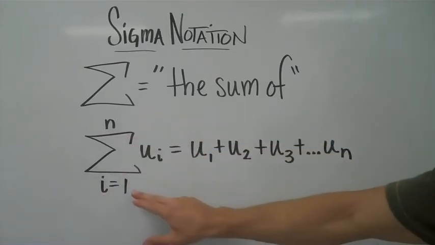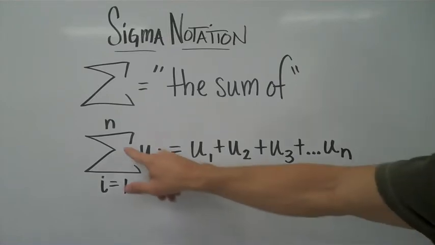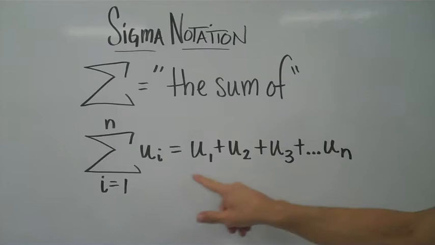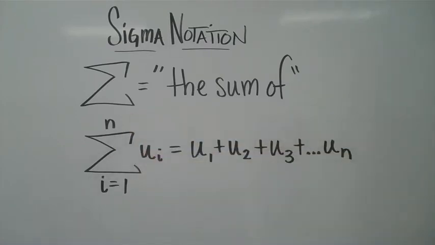that simply means we're going to plug in 1, and then add, and then plug in 2, and then the sigma says add, plus plug in 3, and add, all the way till we get n. If we said n is 5, then we go u1 plus u2 plus u3 plus u4 plus u5. If n was 26, we'd go u1 all the way to u26. The sigma notation just says, take the sum of, or add.